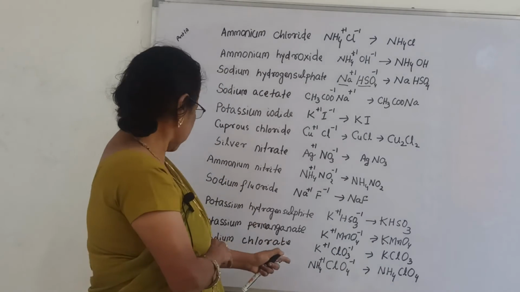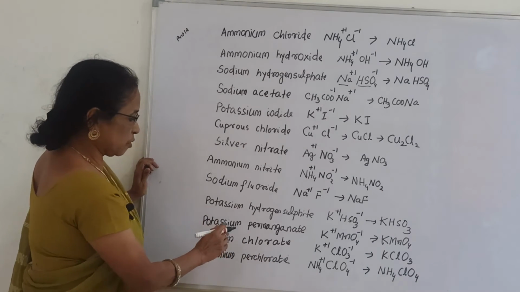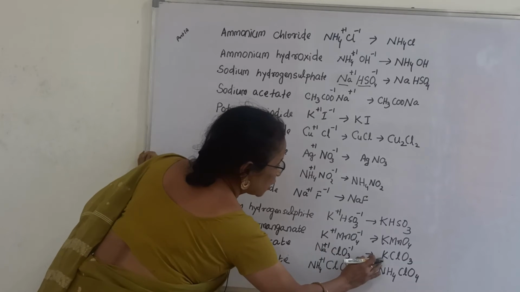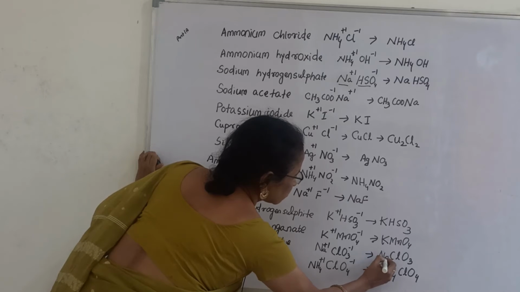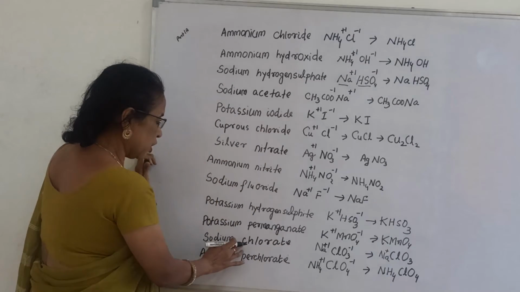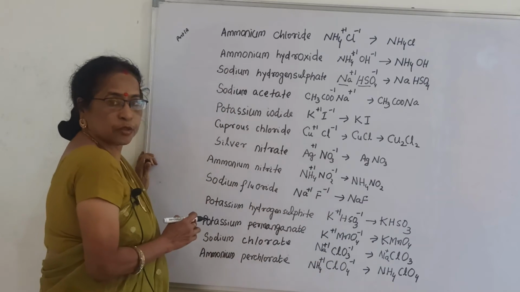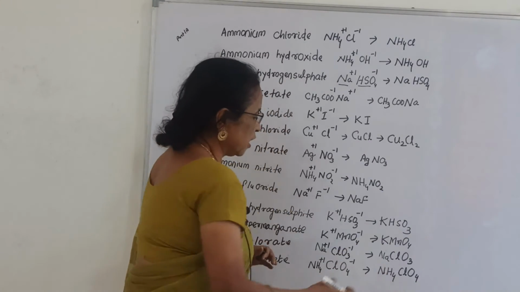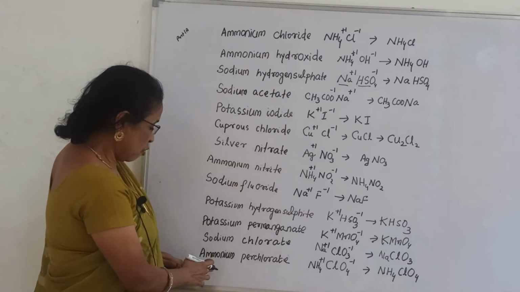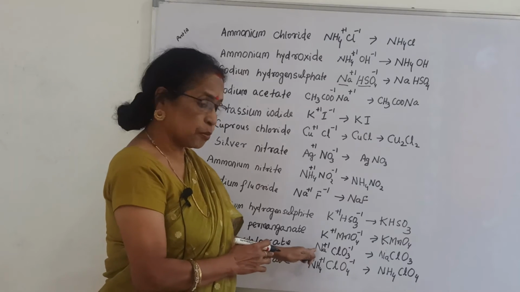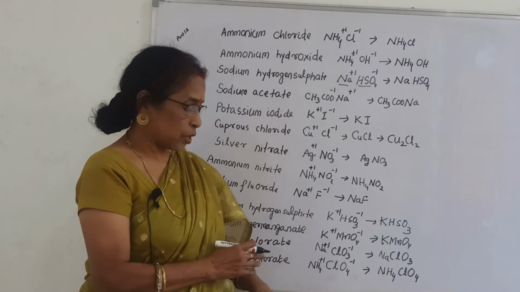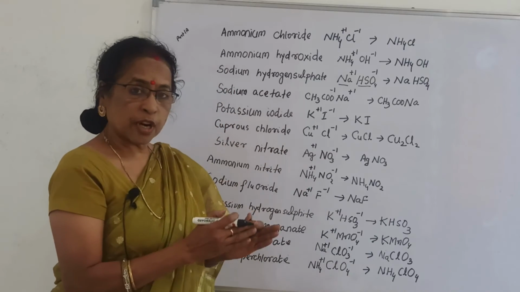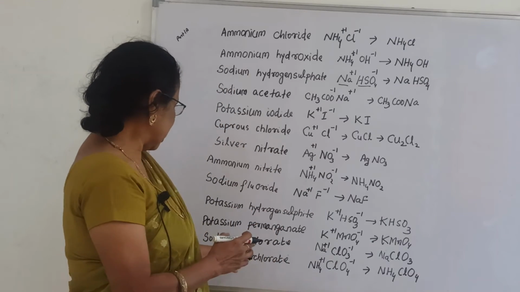So sodium chlorate, you should change it to Na plus, sorry, it should be Na plus. So sodium chlorate, Na plus 1, ClO3 minus 1. So the formula is NaClO3. Similarly, ammonium perchlorate, ammonium NH4 plus 1, chlorate means ClO3 minus 1, perchlorate means ClO4 minus 1. So what is the formula? NH4ClO4. And what is the name?